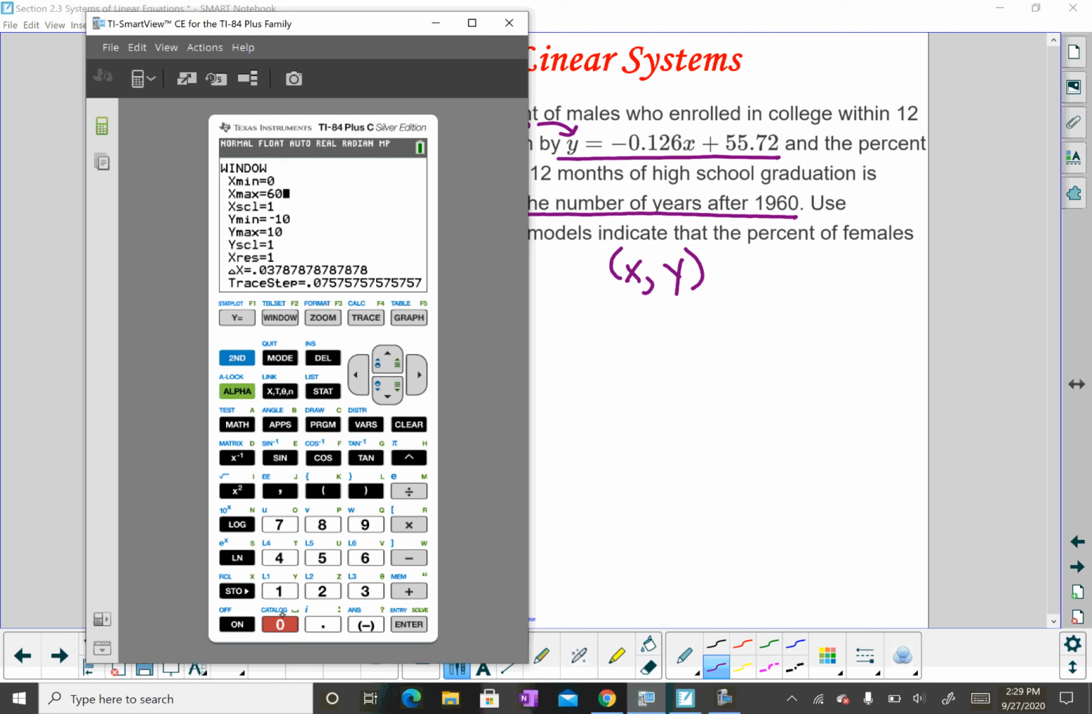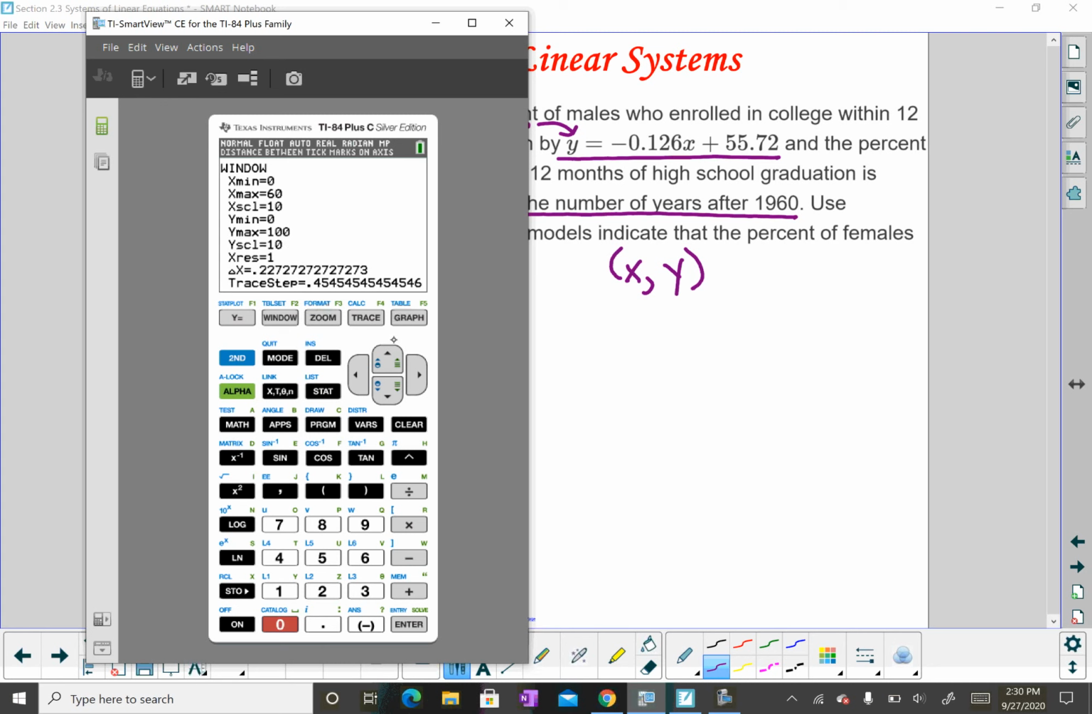So let's make our x minimum 0, because it doesn't make sense for negatives in this problem. And we'll make our x max 60, which will take us up to at least this year. X scale, you can change this if you want. That's how often you see a tick mark on your graph. So let's make it 10. We'll count by 10s on our x-axis. Y's are our percentage. The only things that make sense are percentages from 0 to 100. So that's what I'm going to make my y's, 0 to 100, and again I'm going to count by 10.